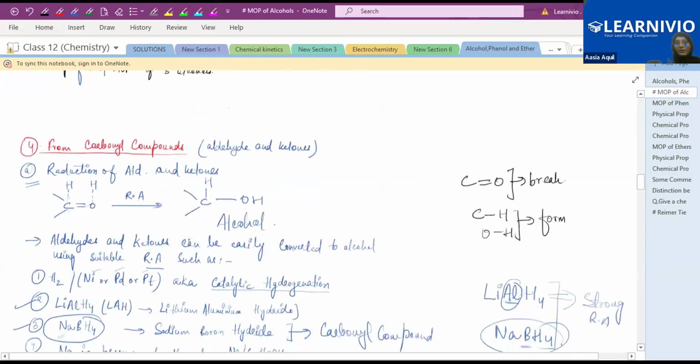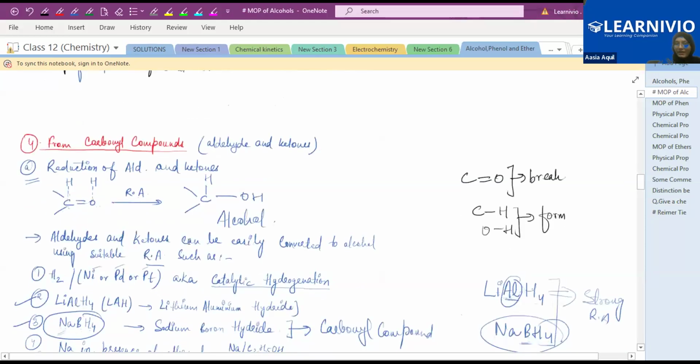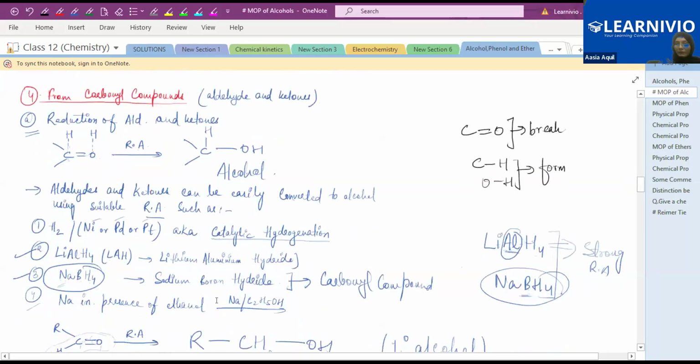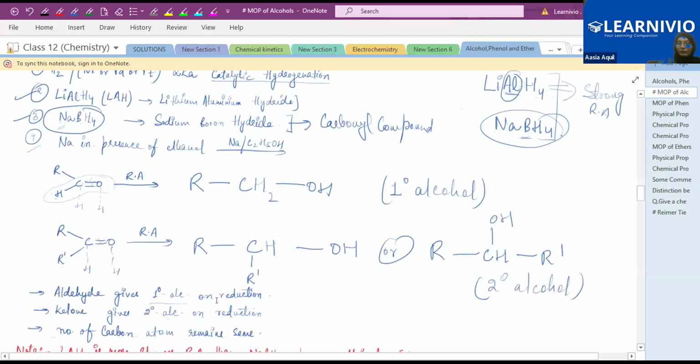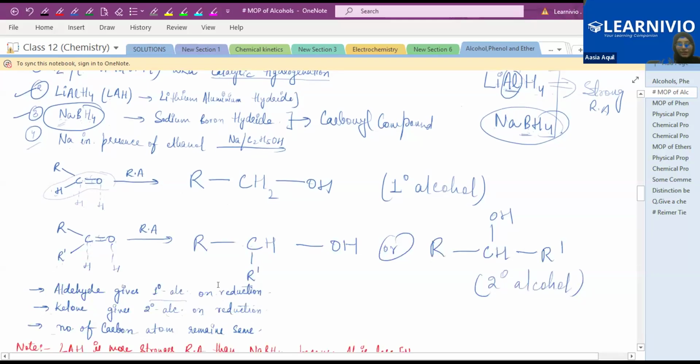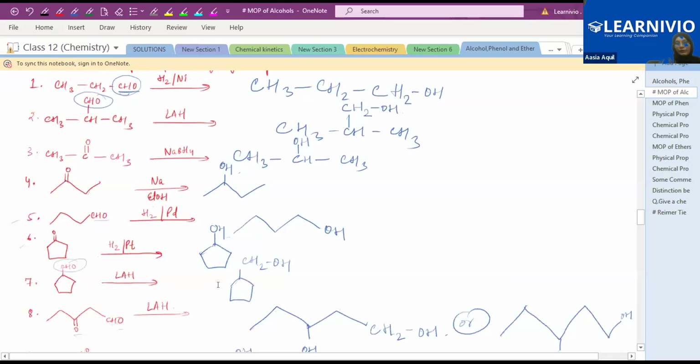Fourth one was from the carbonyl compounds. By the reduction of aldehydes and ketones, we can prepare the corresponding alcohol. And for the reduction, we can use these reducing methods. H2 in the presence of a nickel, palladium, or platinum catalyst, right? And this is known as catalytic hydrogenation, the addition of hydrogen in the presence of a catalyst. The second one was a very strong reducing agent, lithium aluminium hydride. Third, what was it? Sodium borohydride. And the fourth one was sodium in the presence of ethanol. So on the reduction of these carbonyl compounds, we can prepare the alcohol.